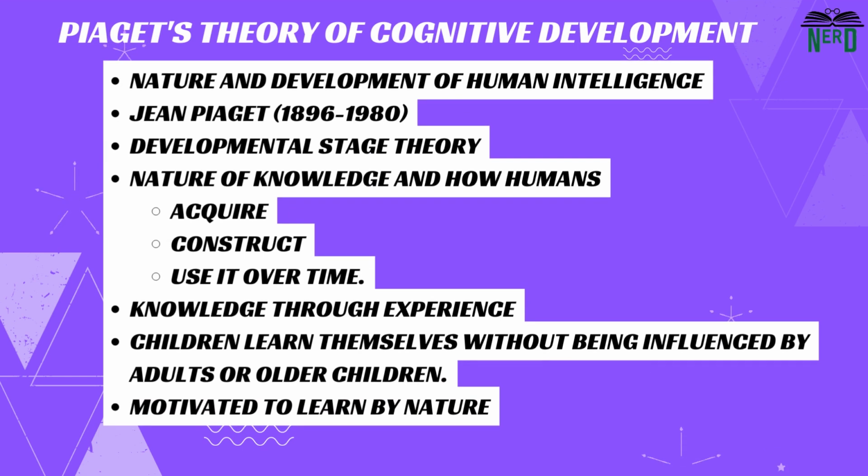One of the most popular theories under cognitivism is Jean Piaget's theory of cognitive development. It is also called developmental stage theory. This theory describes the nature and development of human intelligence. It was developed by Swiss developmental psychologist Jean Piaget. Piaget's theory can generally be described as a developmental stage theory. The theory examines the nature of knowledge and how humans acquire, construct, and use it over time.